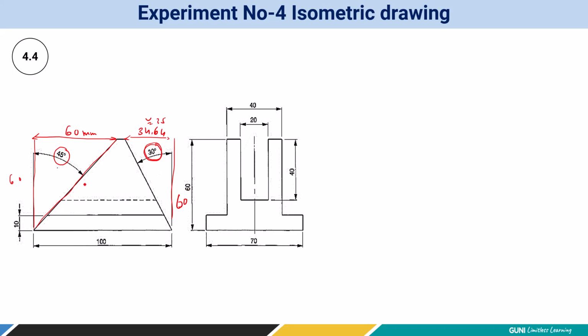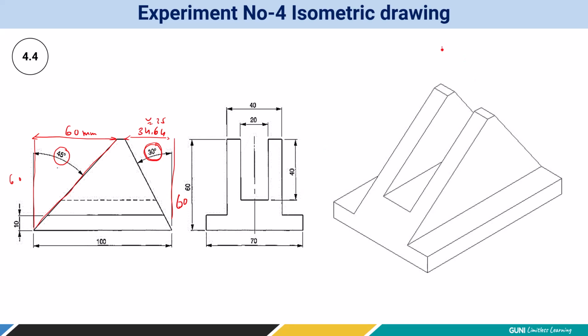Now based on that, let's try to construct the isometric drawing of the given figure. For your reference, this is the solution. At first instance, you may find it a little bit tricky because of these inclined surfaces. So let's together try to solve this exercise in AutoCAD.